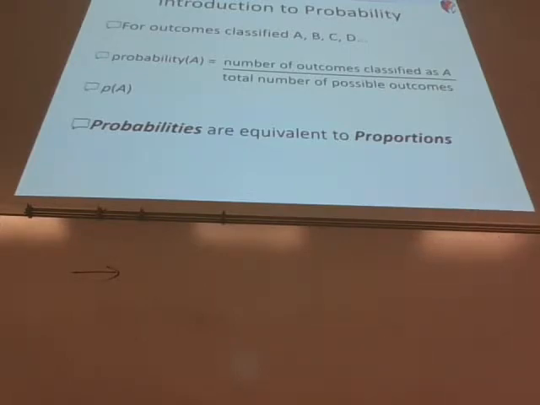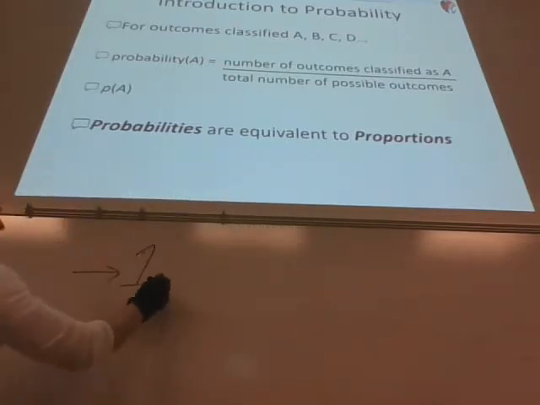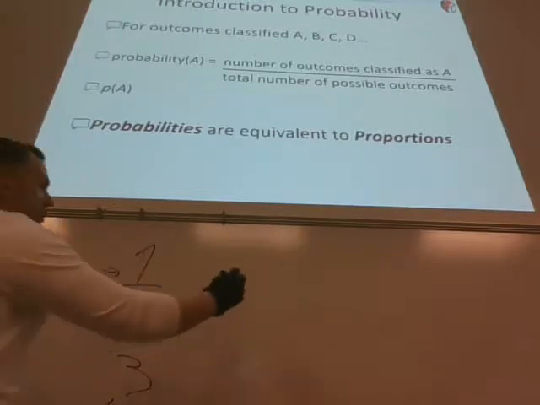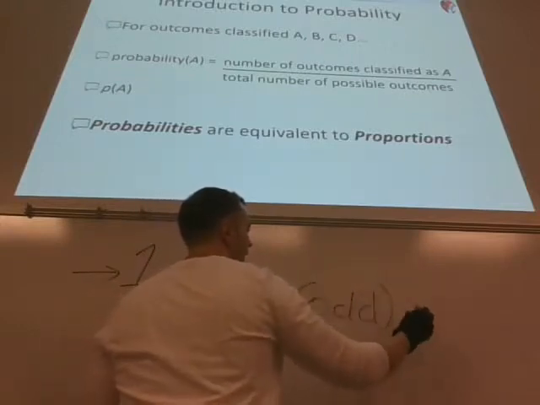Hopefully, if you're dealing with a six-sided dice, you can roll a 1, a 2, a 3, a 4, a 5, and a 6. Those are the possible outcomes. Let's say that you're playing a bizarre game and you need to roll odd numbers to win. What are the number of outcomes that are classified as odd? So what is the probability of rolling odd?